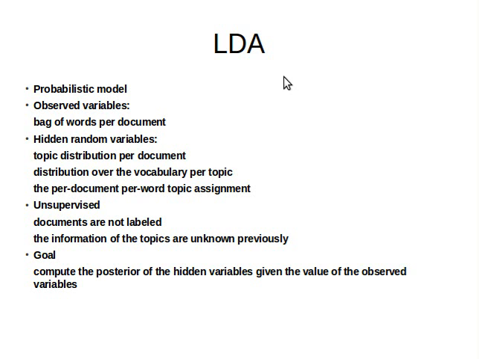LDA model is a probabilistic model. The observed variables are the bags of words per document. The hidden random variables are the topic distribution per document, the distribution of the vocabulary per topic, and the per document per word topic assignment. It's totally unsupervised, in the sense that the documents are not labeled, and the information of the topics is unknown previously.